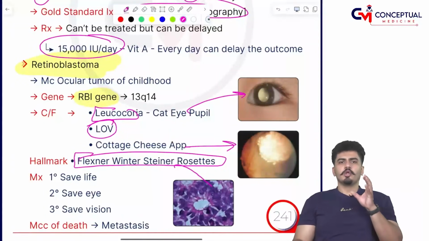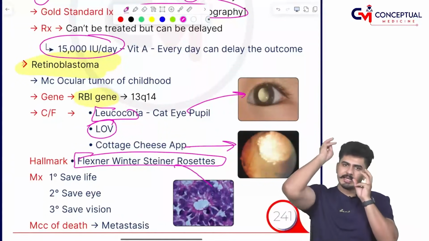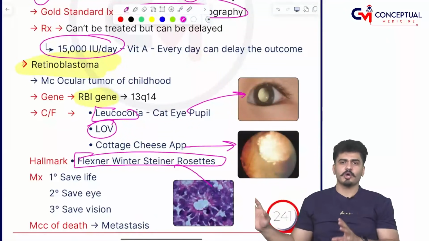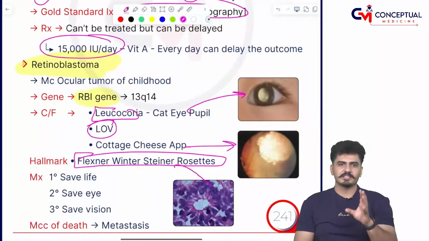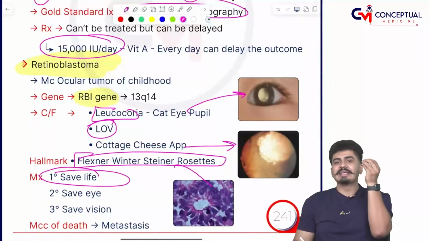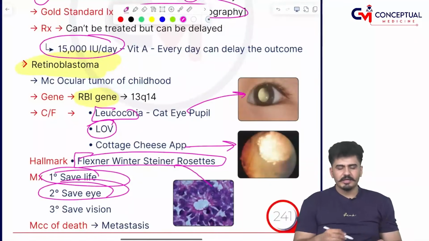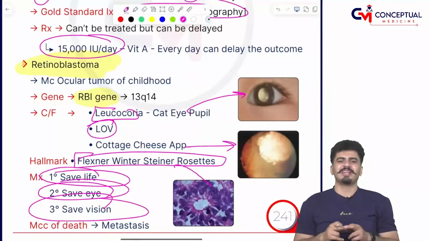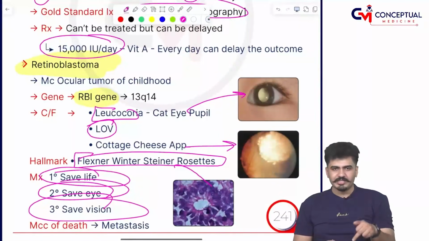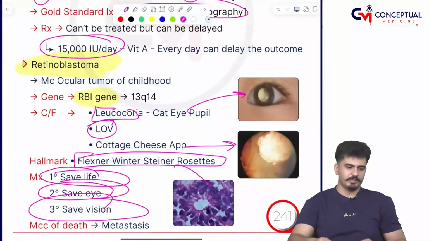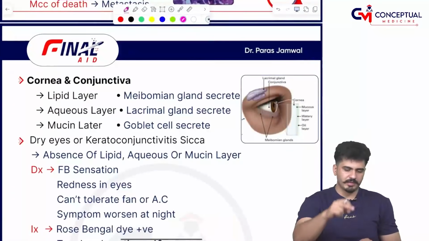Now this tumor can go from the eye to the brain. So the primary focus is not vision, life is the focus. That is why primary is save the life. Second, you have to save the eye, so that the structure remains. Tertiary, your approach should be save the vision. And the cause of death, for which reason we are first saving the life, is metastasis. It can metastasize to the brain, my dear friend.